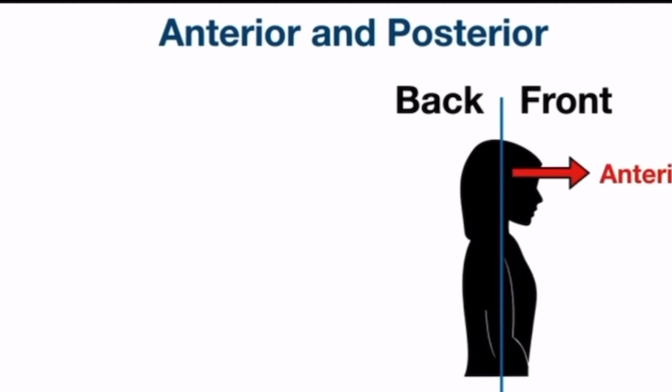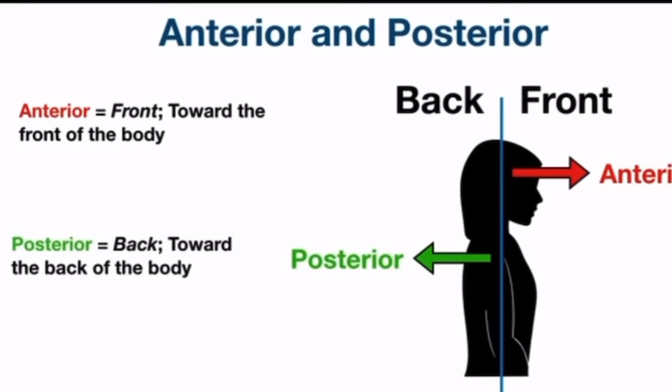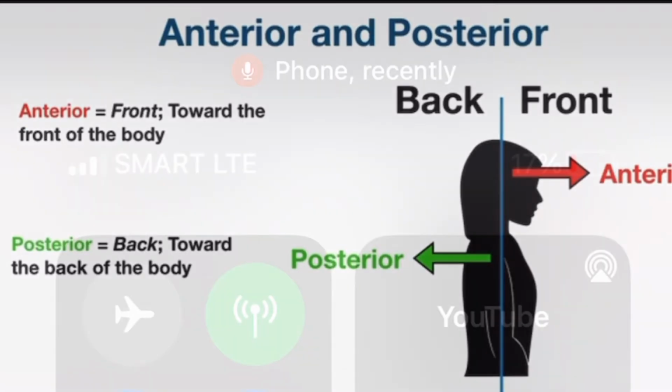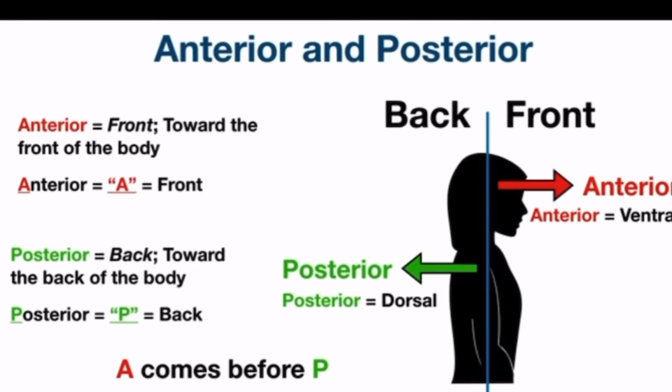If we move toward the front of the body, then we're moving anterior. So anterior describes the front or toward the front of the body. If we move toward the back of the body, then we're moving posterior. So posterior describes the back or toward the back of the body. Another name for anterior is ventral, and another name for posterior is dorsal.